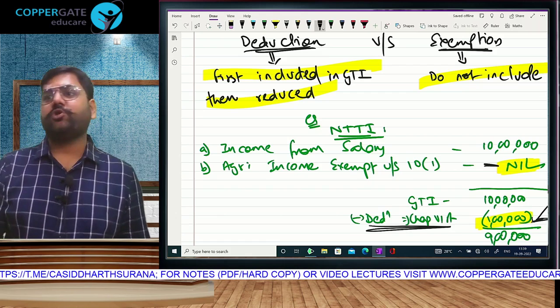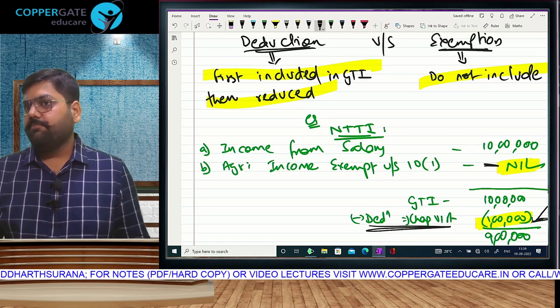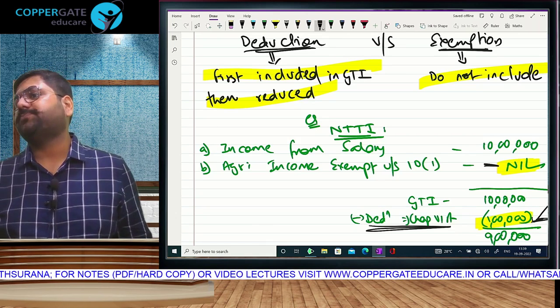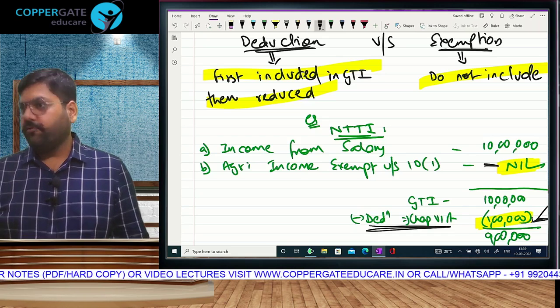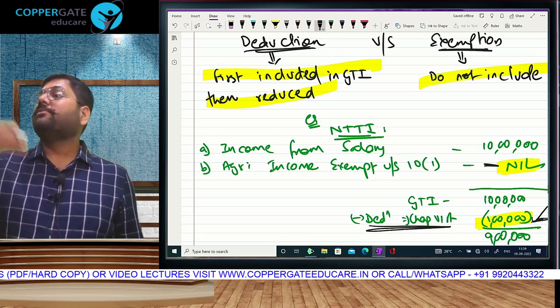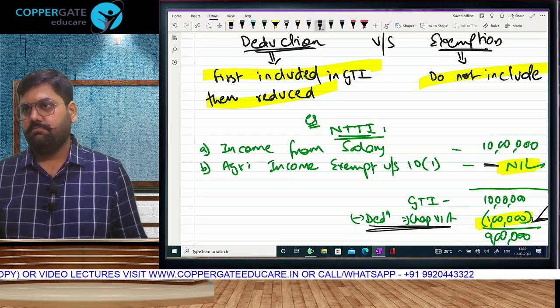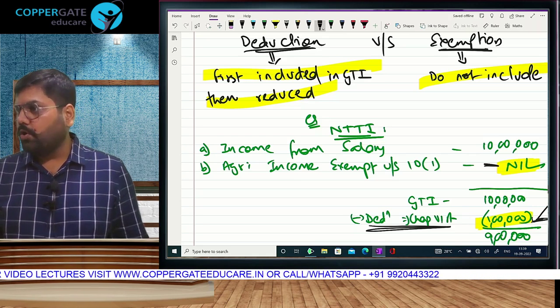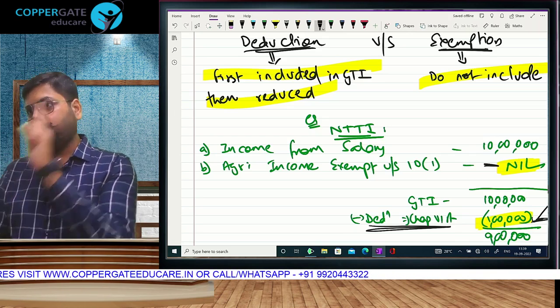If you pay medical insurance premium, the limit is 25,000. But if a senior citizen pays medical insurance premium, the limit is 50,000. If you pay within the limit, you take full deduction. But if you pay more than the limit, then it will be restricted to the threshold given. So, exemption will be full. Deduction may not be full. Is this clear?